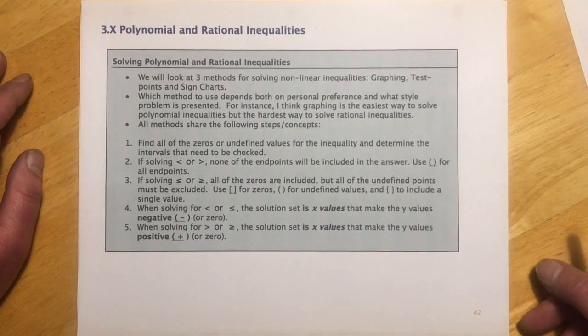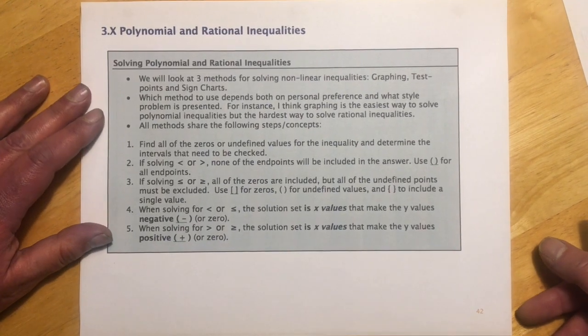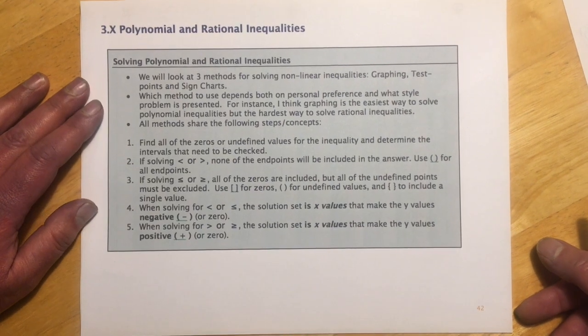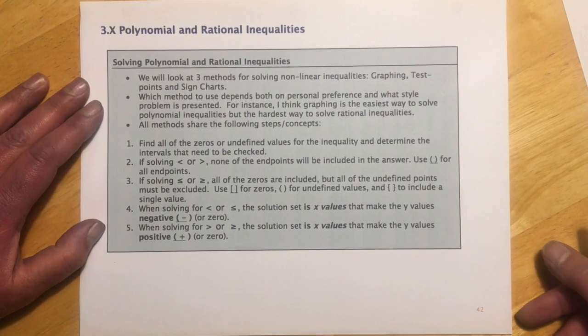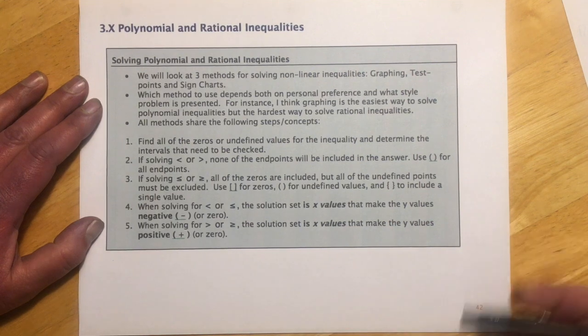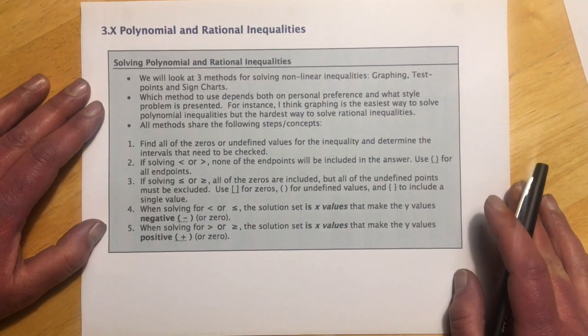Hey guys, so this section is polynomial and rational inequalities. It's called 3x because it's not actually in the textbook, but it is a technique that you'll use at the end of first quarter calculus for some derivative tests, so I want to make sure that you've seen it.